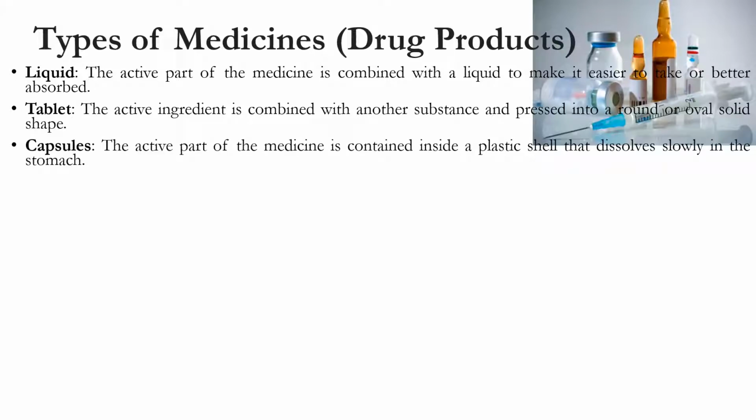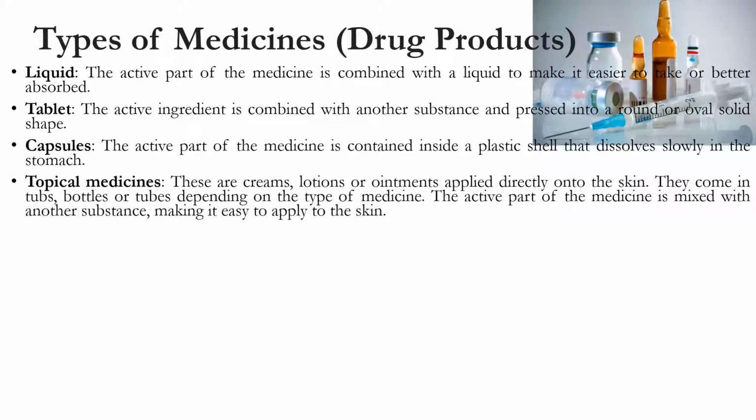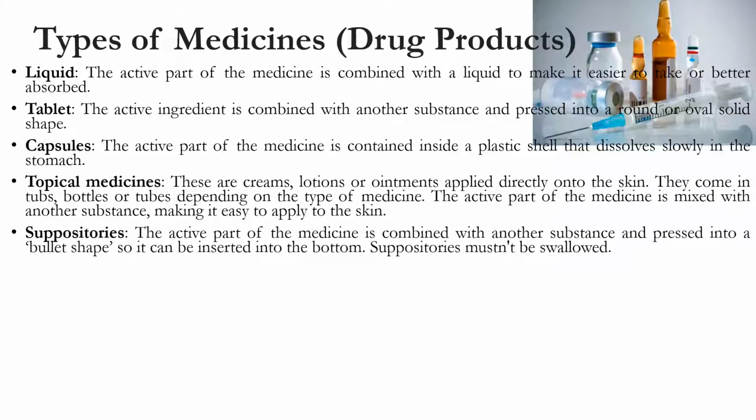Capsule is again a solid form. Here the API, or the active part of the medicine, is contained inside a plastic or gelatin shell that dissolves slowly in the stomach. Then there are topical medicines like ointments, lotions, and creams that can be applied directly on the skin. They come in tubes or bottles, depending on the type of medicine. The active part of the medicine is mixed with another substance, making it easy to apply on the skin by the end user, the customers.